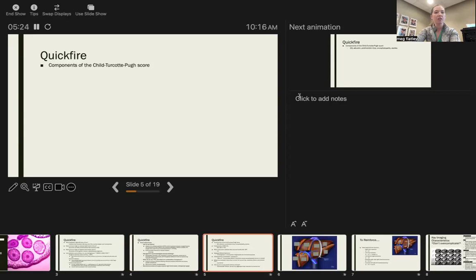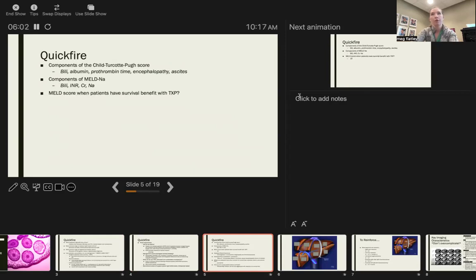All right, what are the components of the Child-Turcotte score? Or prothrombin time, INR. MELD, and this is an intern question. So yeah, albumin is not it. So it's bilirubin, INR, creatinine, and sodium. Bilirubin, INR, creatinine, and sodium.